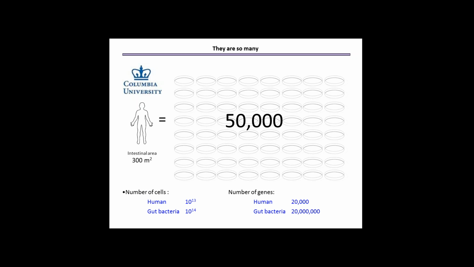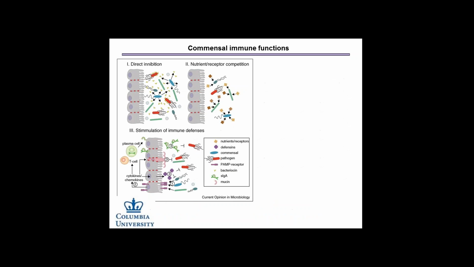In fact, the number of microbial cells outnumbers the number of eukaryotic cells by an order of magnitude. Even more importantly, the number of genes that this microbial community encodes, which may encode important functions, outnumbers the number of human genes by two orders of magnitude.